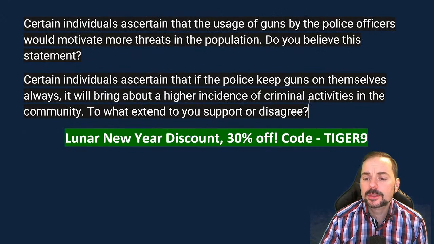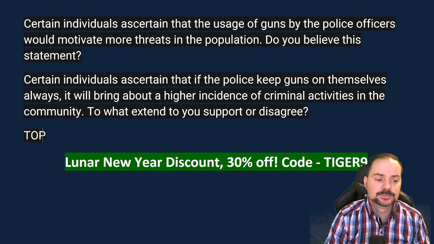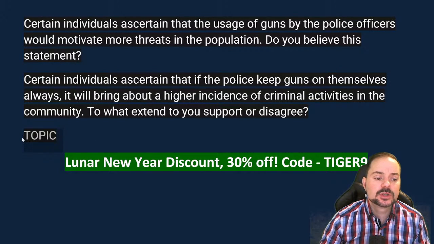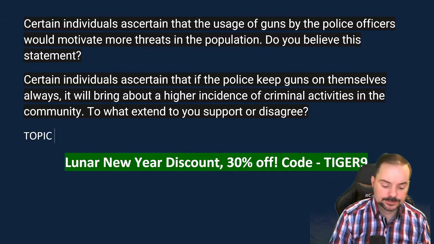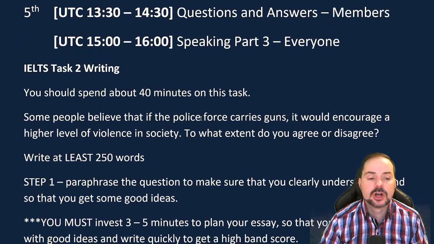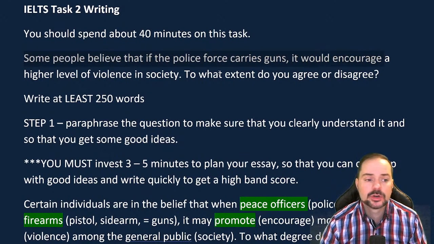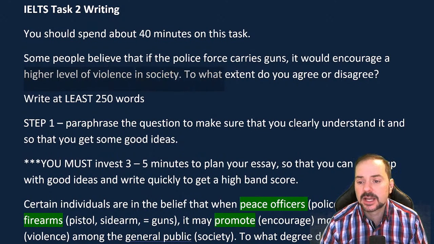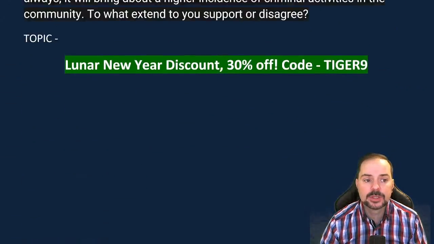All right, good. So we're on the right path. Now we want to identify the topic. So what is the topic in this case? What are we talking about? Before you can answer this question, think about the topic. When you think about the topic, go back to the original question. So some people believe that if the police force carries guns, it would encourage a higher level of violence in society. To what extent do you agree or disagree? What's the topic? What are we talking about?